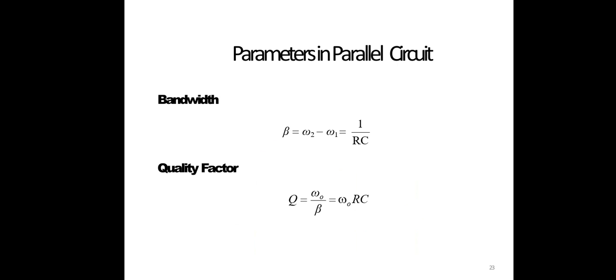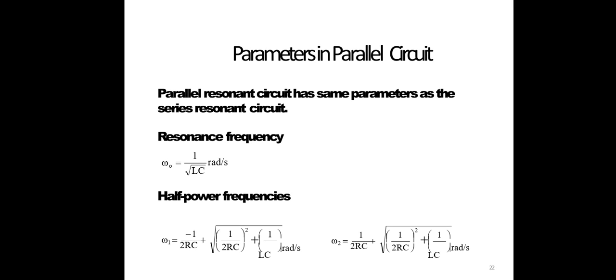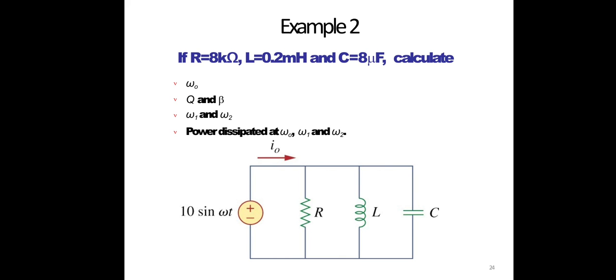This is the quality factor. You say that Q is equal to omega naught by beta, that means omega naught into RC. First you have to find omega naught. Omega naught is equal to 1 by root LC at the resonant frequency. Using this formula, 1 by root of 0.2 into 10 to the power of minus 3 into 8 into 10 power minus 6. 8 into 0.2 is 1.6, that means 16 into 10 to the power of minus 10. 1 by root over 16 into 10 power minus 10 means 10 power 5 by 4.